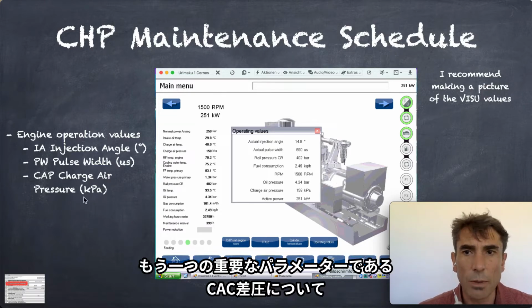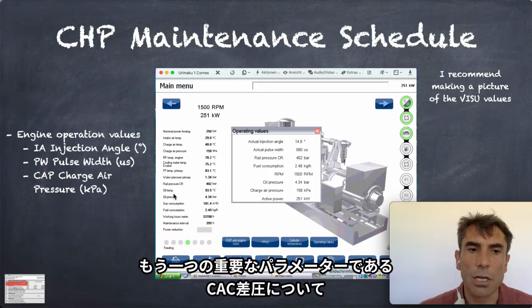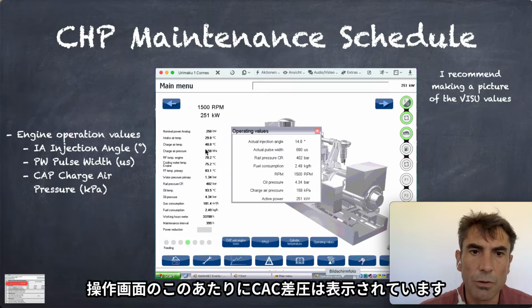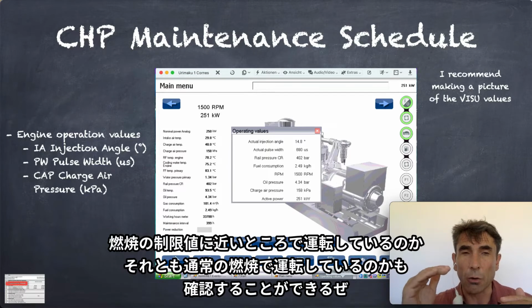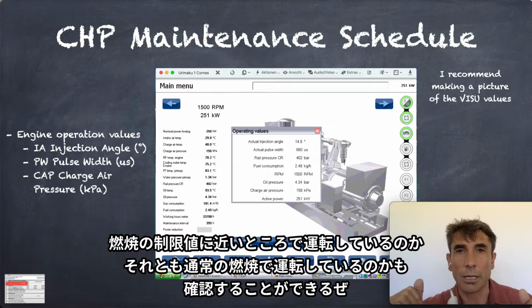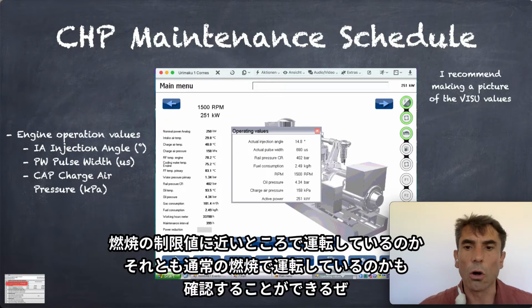I add another value, which I think is very important: the charge air pressure. So the charge air pressure we will find here. This gives me a good indicator. These three values, I will do a separate video on exactly those values, because these three values give me, or can give you, more details on how the system is actually operating. Are we operating at a limit of combustion, or are we in the usual ranges?